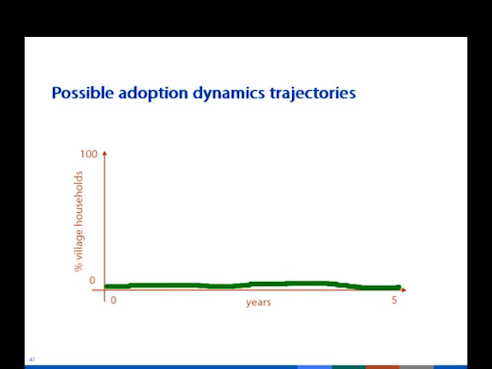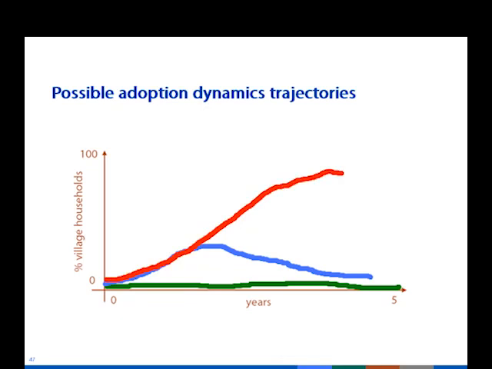A second trajectory sees some use, but then a decline. Never quite getting off the dime. And a final trajectory shows growth and sustained use. That's the desirable one.